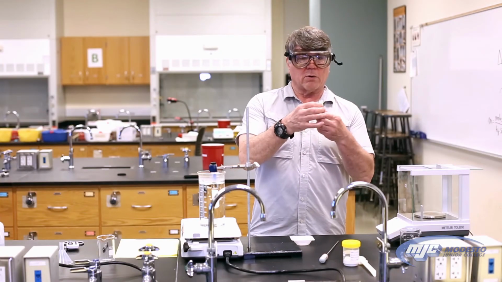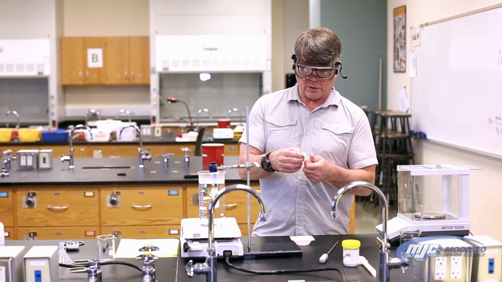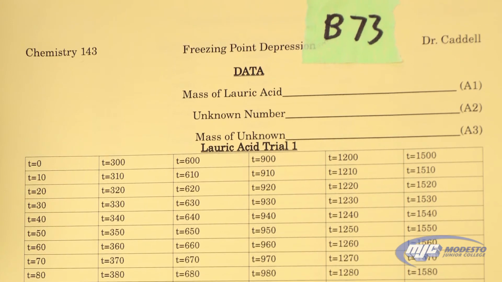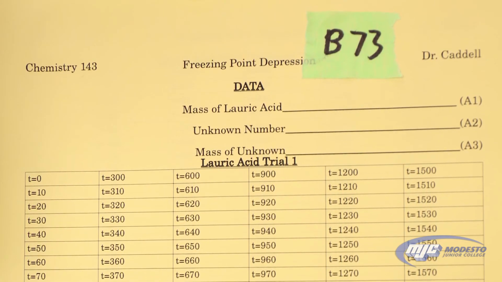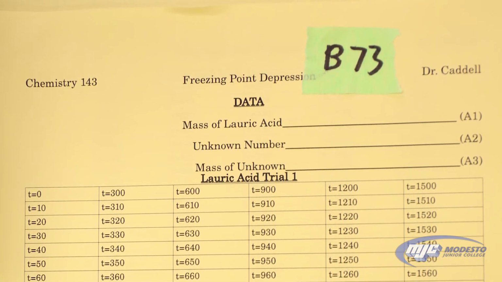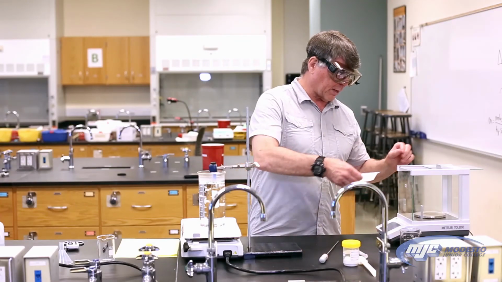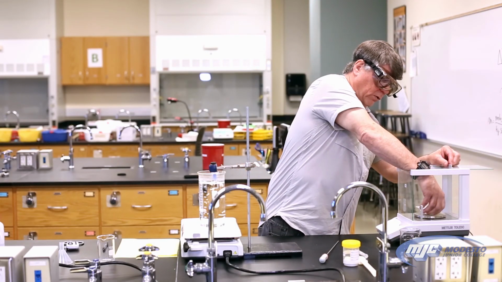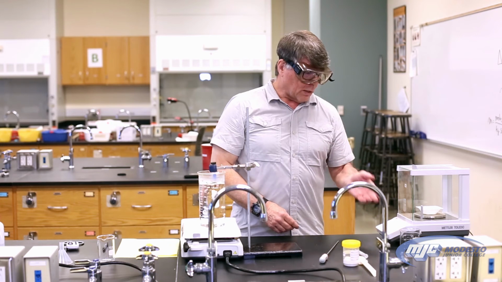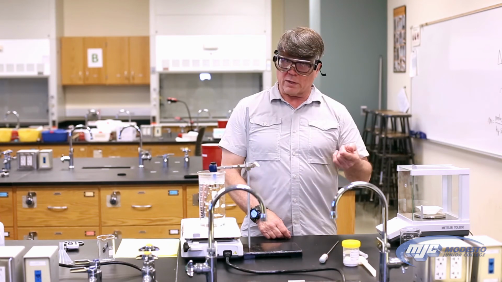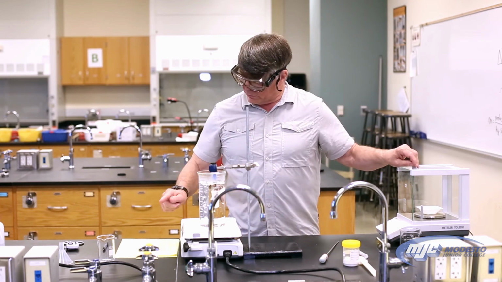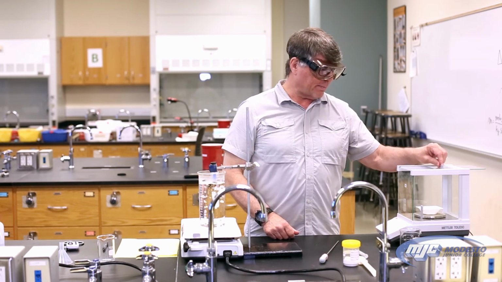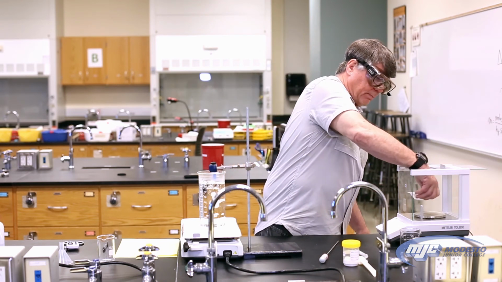Take our unknown number off of our test tube that our unknown came in, and just tape it in our data table. If you have an unknown number, it will be a 2 for you. Put this guy back on the balance, close the doors. That number is the mass of the solute, which is the mass of the unknown. That's going to be A3. Take it out.